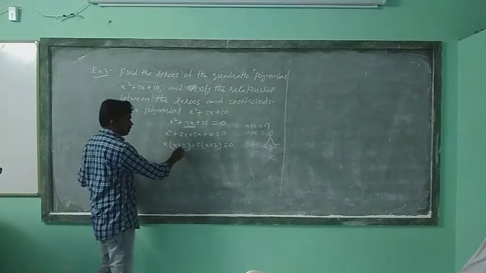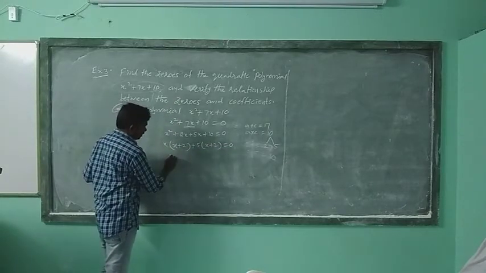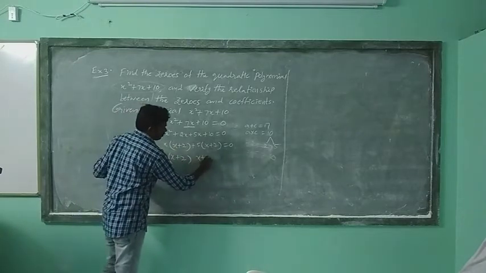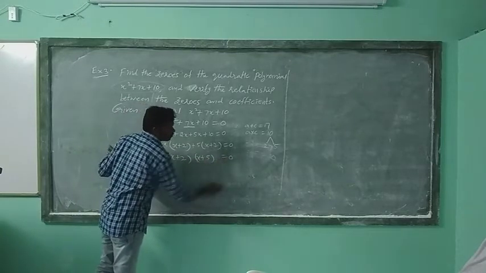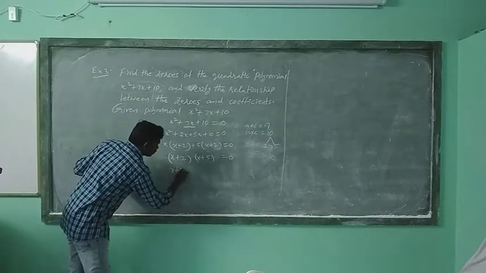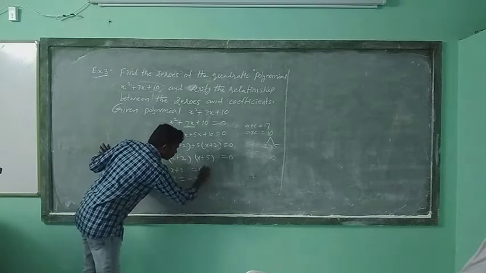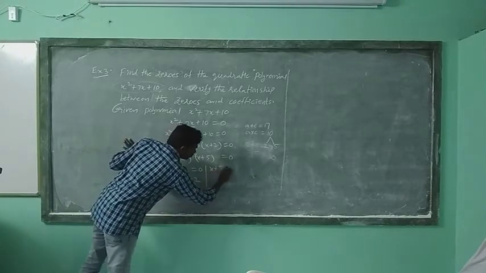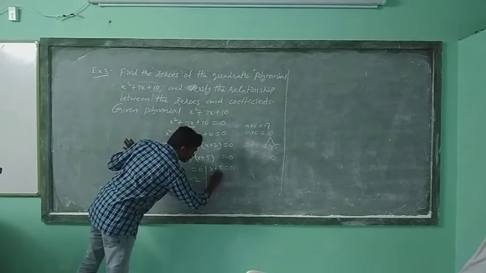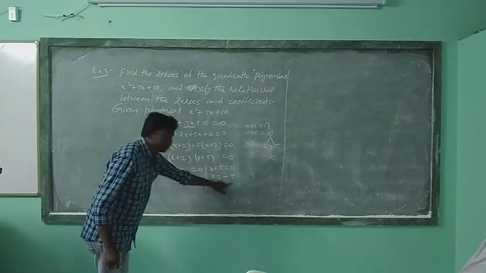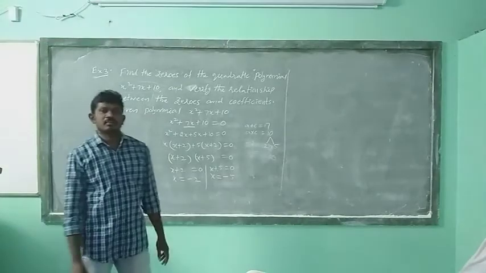Here x plus 2, here also x plus 2. Take the common x plus 2. Now remaining is x plus 5 equal to 0. Now x plus 2 equal 0, so x equals minus 2. X plus 5 equal 0, so x equals minus 5. Now these two are the zeros of the polynomial.